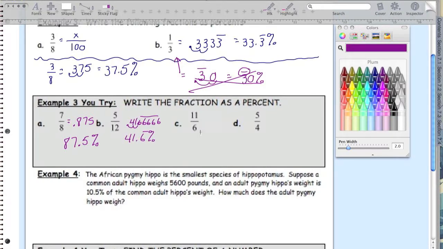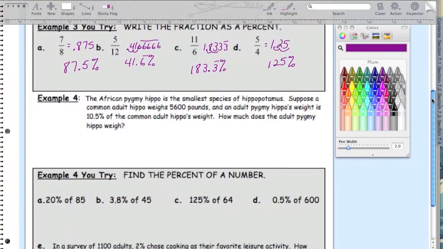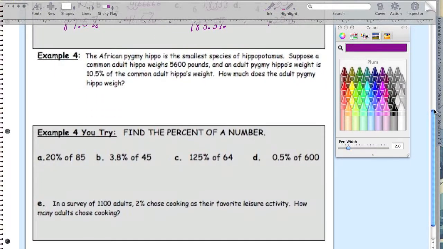11 over 6 is actually 1.83, and the 3 repeats, so 2 places to the right is 183.3 repeating percent. And 5 divided by 4 is 1.25. 2 places to the right, 125%. All right, a few more, kind of building off of what we've done in last lessons.